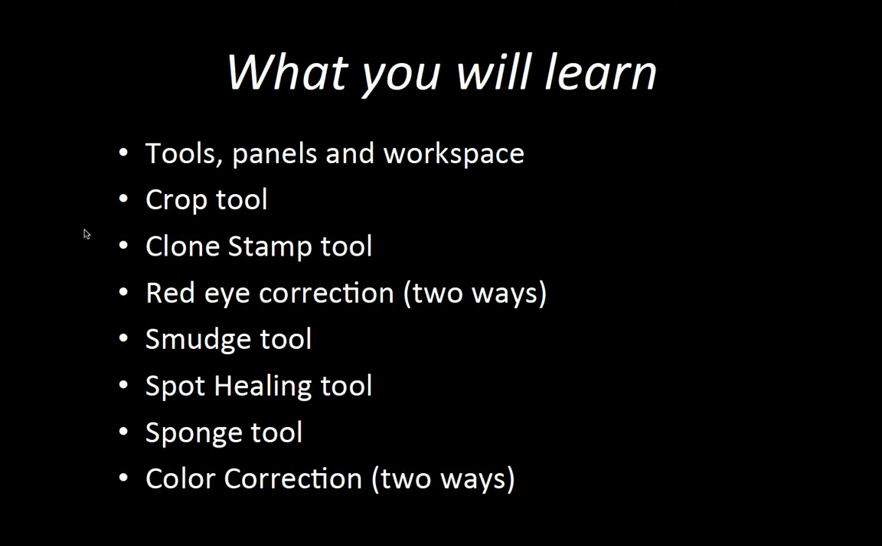What we'll learn in this tutorial is a little bit about how the tools, panels, and workspace act. We'll learn the crop tool, the clone stamp tool, how to do red eye correction 2 ways, the smudge tool, spot healing tool, the sponge tool, and how to do color correction 2 ways. Now that we understand what Photoshop Elements can do, let's see what Photoshop Elements looks like and learn some very common image editing skills that you can use right away.